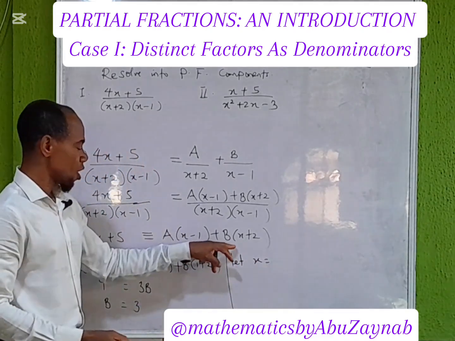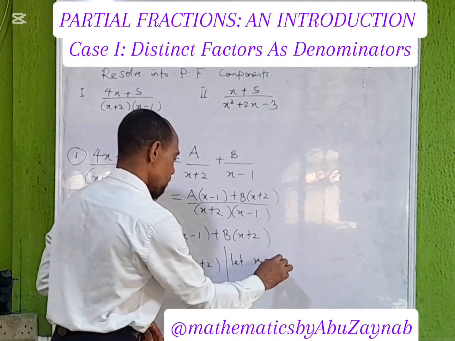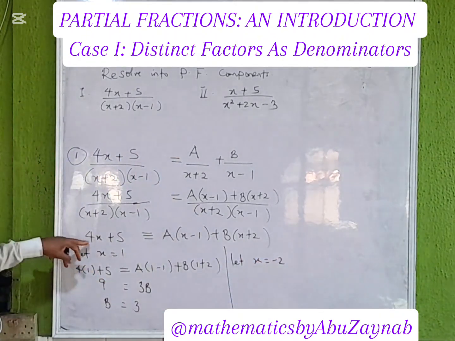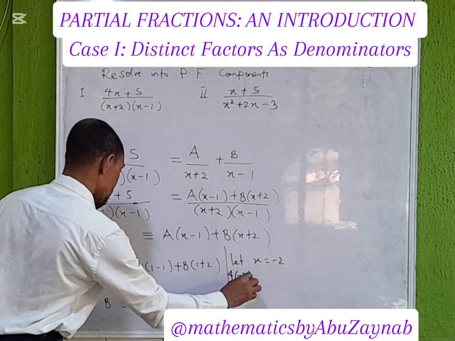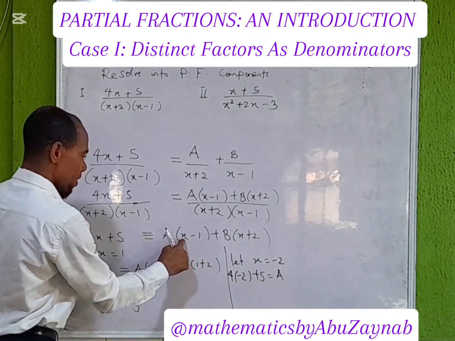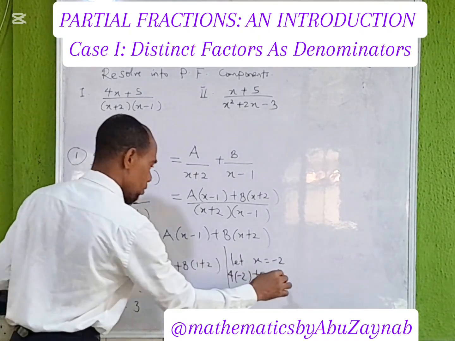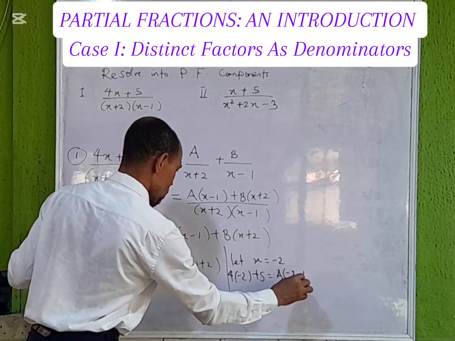So to nullify B, we use the additive inverse of plus 2, which is minus 2 here. So that means we're going to substitute minus 2 all across. We have 4 bracket minus 2 plus 5 equals A, so we have minus 2 minus 1. That's minus 3.